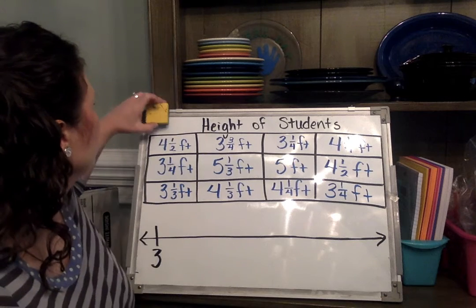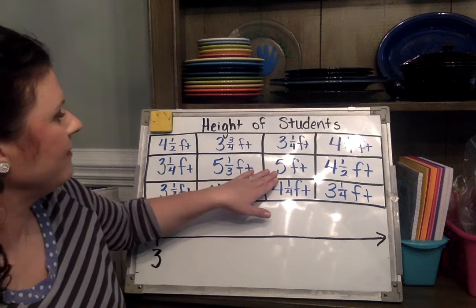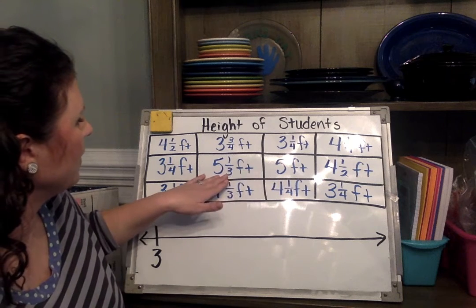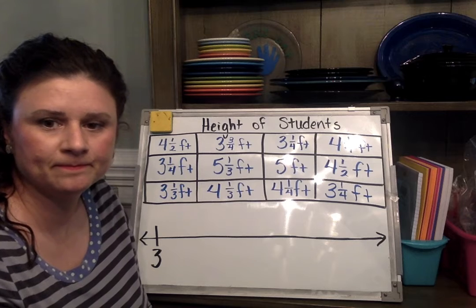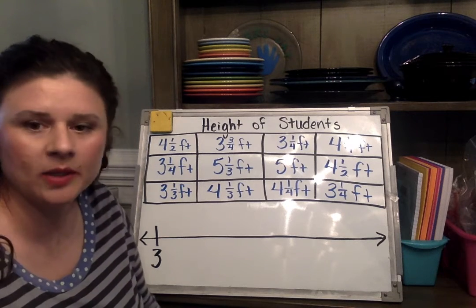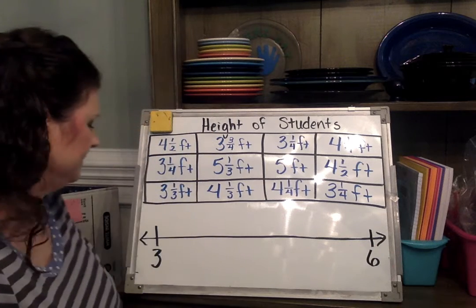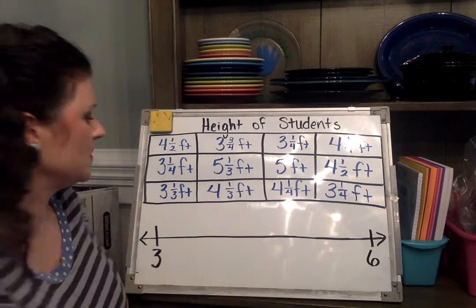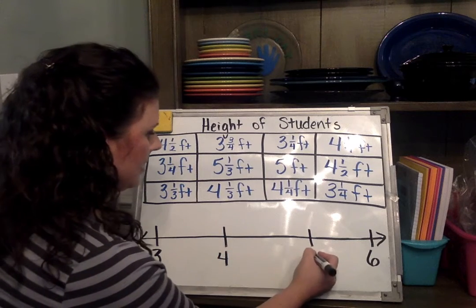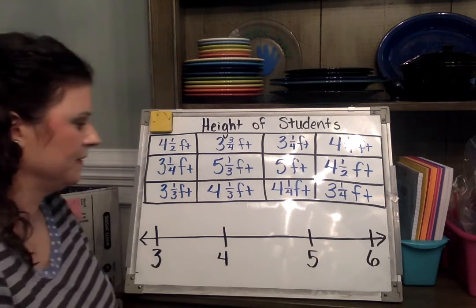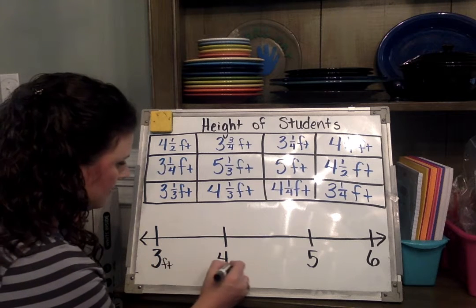What's my largest number that I have? Now I have 5 feet, but here I have 5 1/3. So should I end it with 5 feet? No, but I want to end it with a whole number, so I'm going to have to end this number line with a 6. In between 3 and 6, we have the numbers 4 and the number 5. And all these are measurements of feet.